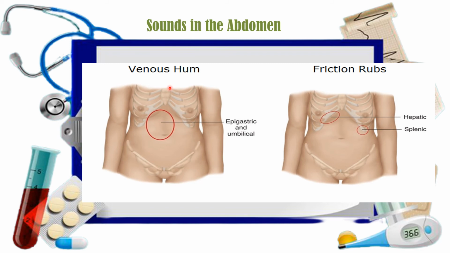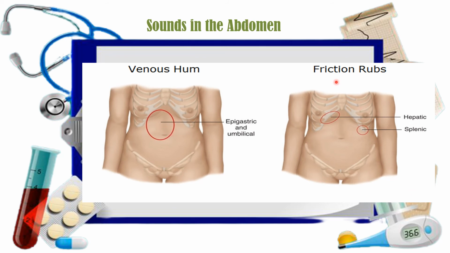To continue with the sounds in the abdomen that you can hear during your auscultation, we have the venous hum. It is actually rare. It is a soft humming noise with both systolic and diastolic components. It indicates increased collateral circulation between the portal and systemic venous systems, as in those who have hepatic cirrhosis.